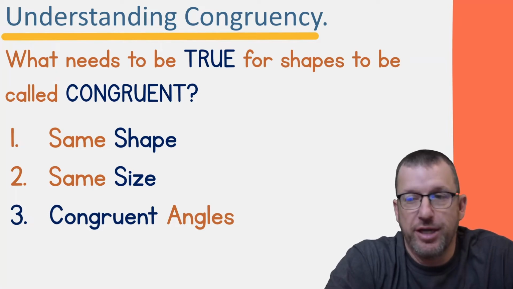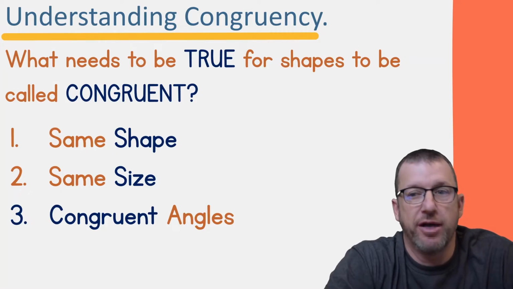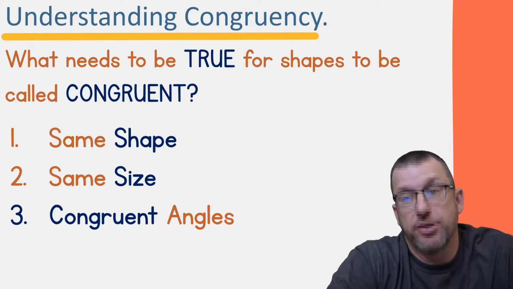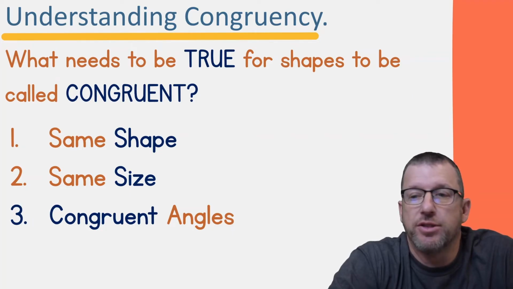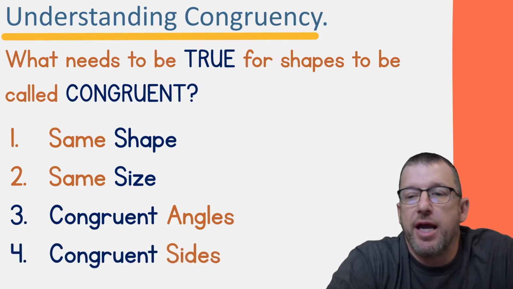All the angles have to be congruent. So the angles that correspond on a shape have to be congruent. So if the top of a triangle in one is, let's say, 37 degrees, the top of the triangle in the other one has to be 37 degrees. Okay, so the angles that connect the shapes have to be congruent. And then the sides have to be congruent. The corresponding sides, is what we'll call them.